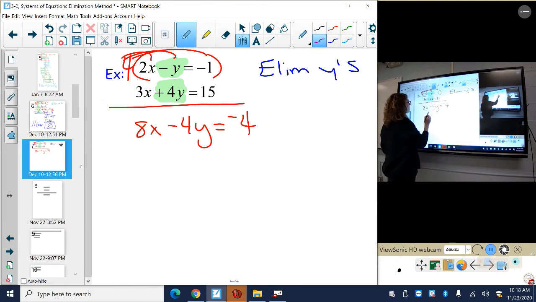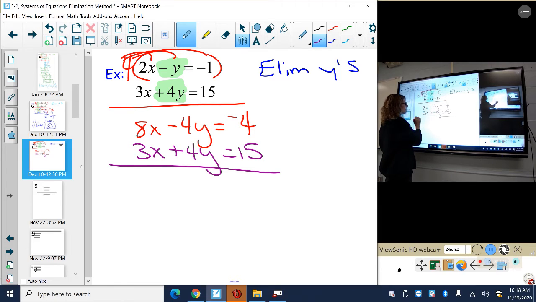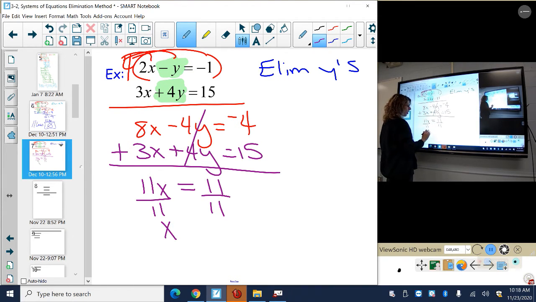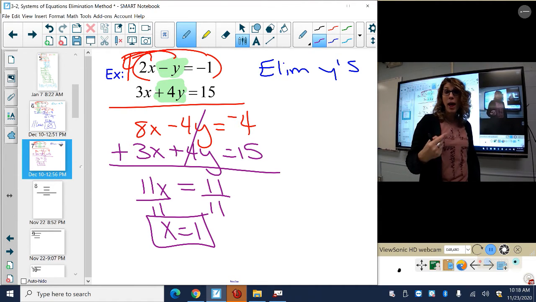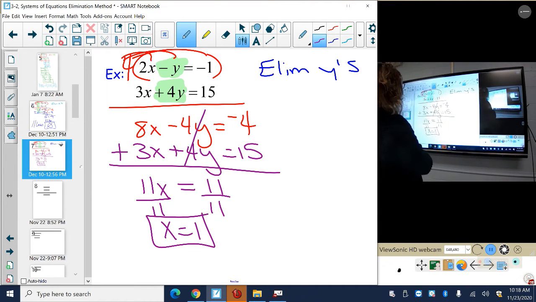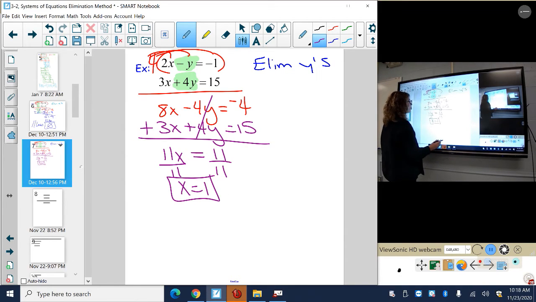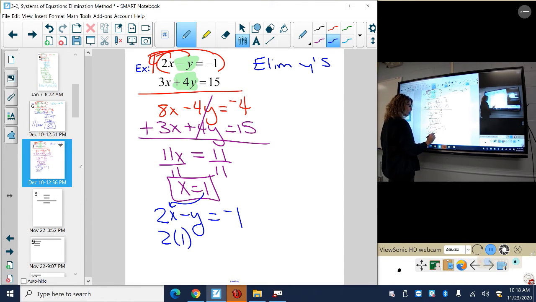And I'm going to drop down my second equation, and I'm going to add straight down. 11x is equal to 11. Divide by 11, solving for x, and x is equal to 1. So now that I found out what x is, I am simply going to plug back into my original equation. My original equation is 2x minus y is equal to negative 1. And I plug in what I know. x is 1.